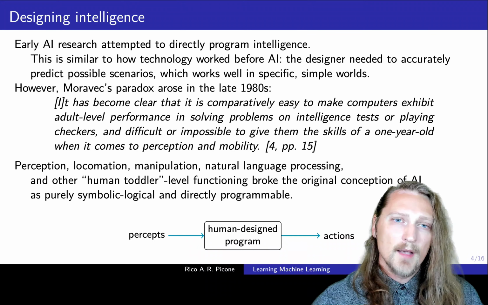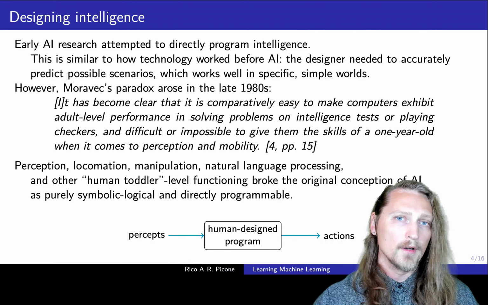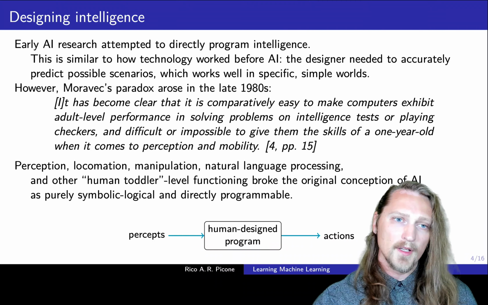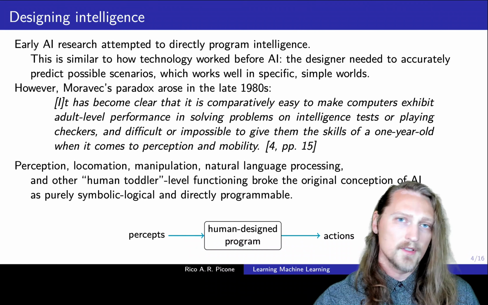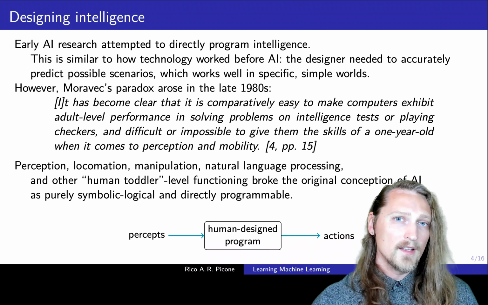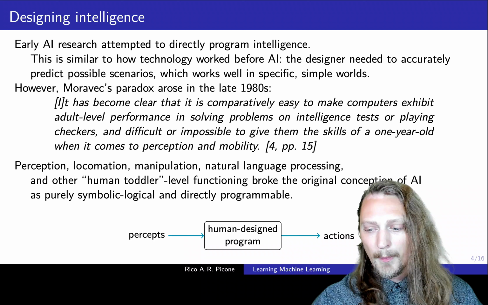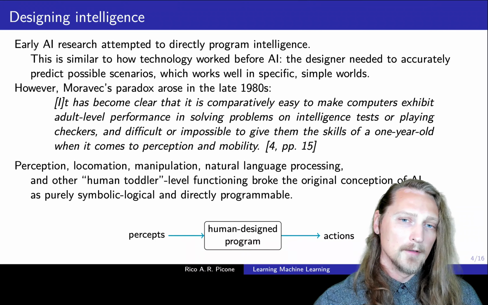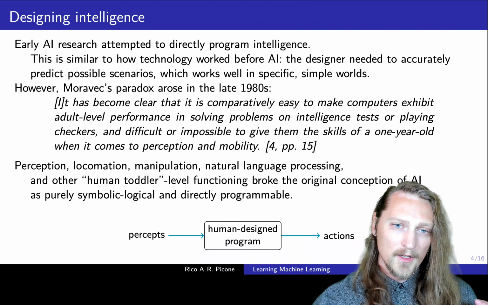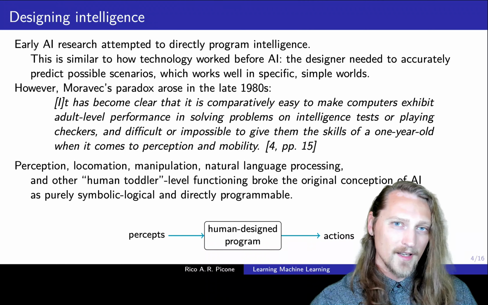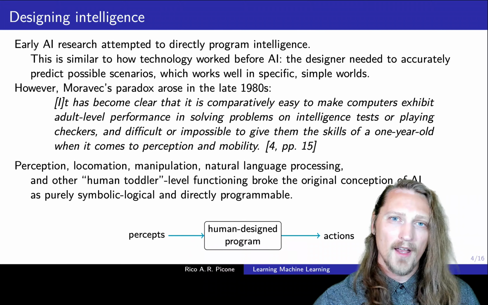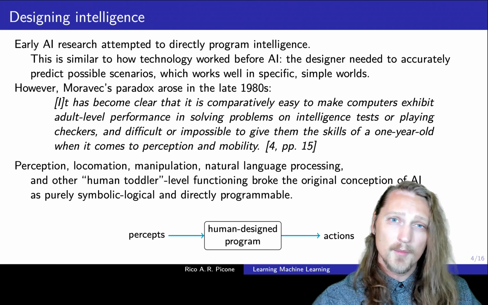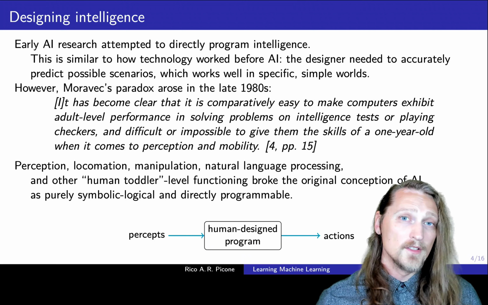So early AI research attempted to directly program intelligence. This is similar to how technology worked before AI. The designer needed to accurately predict possible scenarios, which works pretty well in specific instances and simple worlds. So even playing chess, there are a lot of possible moves, a lot of possible positions of the board, and we know that AI, of course, has beaten humans at chess. Early on, those successes of doing things in very small, simple worlds were as well as we could do.